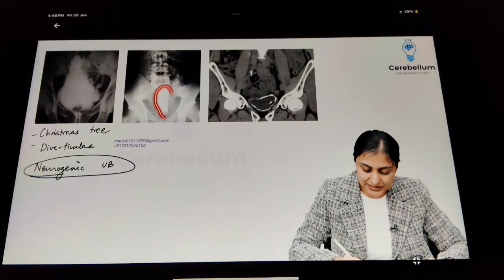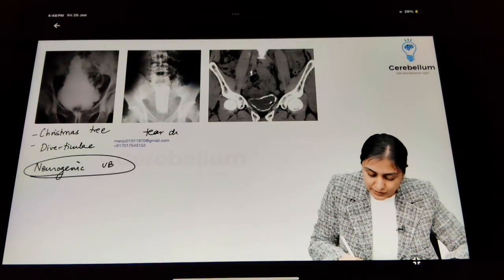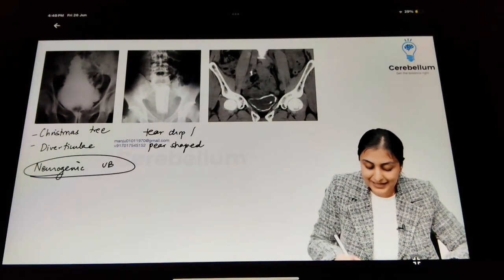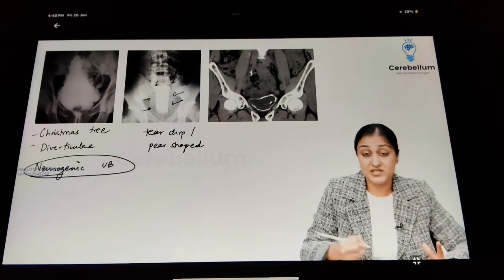Look at this cystogram here. You can see that the bladder looks like a teardrop, or some people call it a pear-shaped bladder because it is being compressed. What is compressing the bladder?